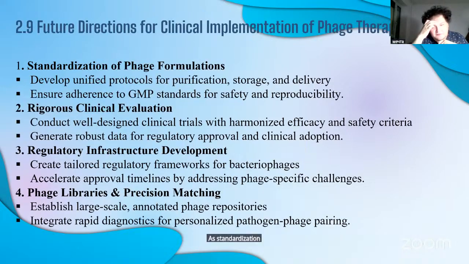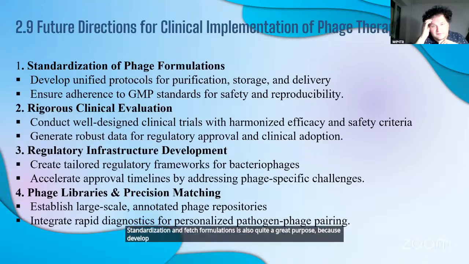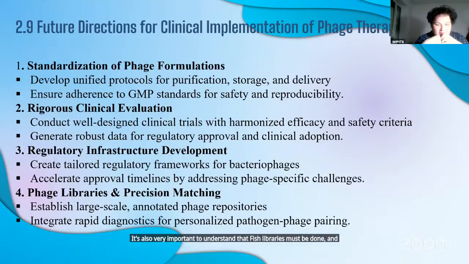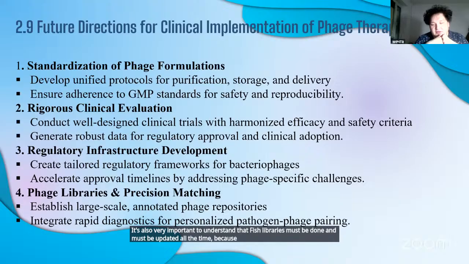Standardization in phage formulations is also of great purpose, because we need to develop unified protocols for purification, storage, and delivery. It's very important, and it adheres to GMP standards for safety and reproducibility. It's also very important to understand that phage libraries must be done and must be updated all the time, because phages tend to change their genome all the time.